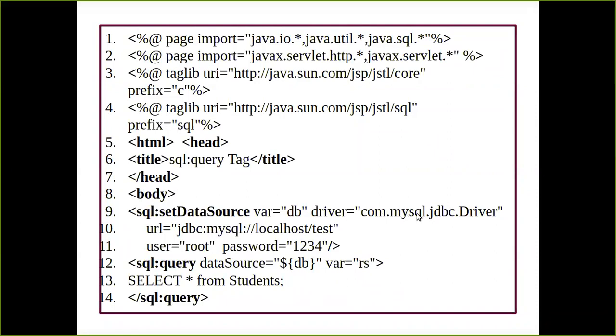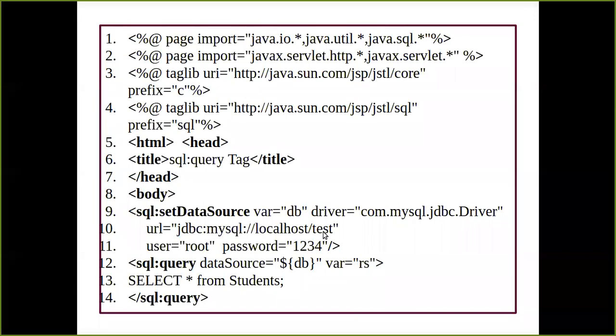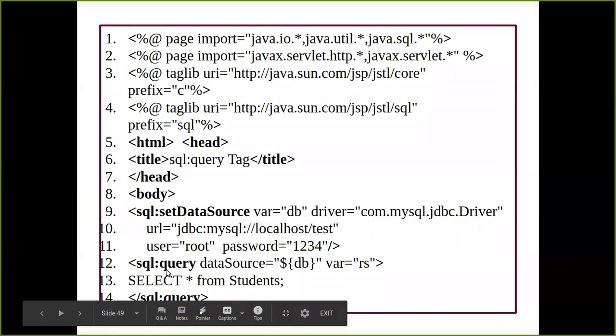So you have a driver path of MySQL, assuming that we are going to use MySQL as a database. Then we'll have a URL where I mention that I'm going to use the JDBC driver, then the MySQL database, the host name is localhost, and the database to which I want to connect is test. And then you'll have a username and password for the database. Now, the next one, which we are learning right now in this example, is sql:query.